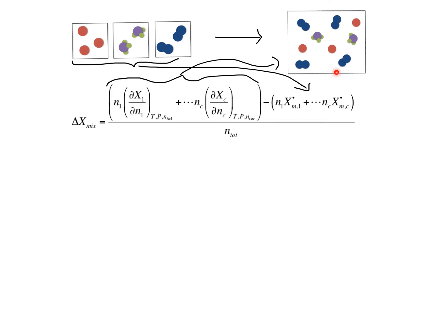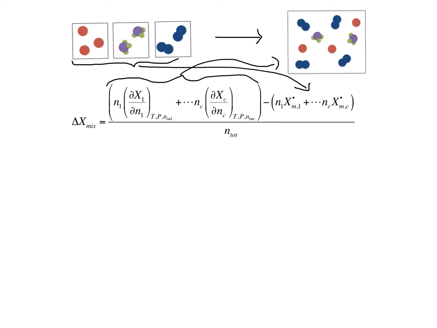In the mixture, it's a little bit more complicated, as we saw with chemical potential, because there can be interactions between different types of molecules, and we have to divide those interactions up into a term that describes the contribution of a single component to that variable in the mixture. And so I use the partial molar quantities to do that.